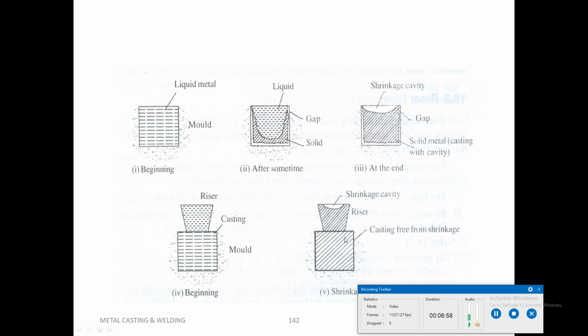Now the riser continues to feed the liquid metal to the casting. So you can see here the riser that is over here tends to supply the liquid molten metal into the casting until the casting has completely solidified. So this is an excess metal which can be removed later. What is required is that the entire casting needs to be filled with the molten metal to prevent any defects occurring. Now, what are the functions of a riser?